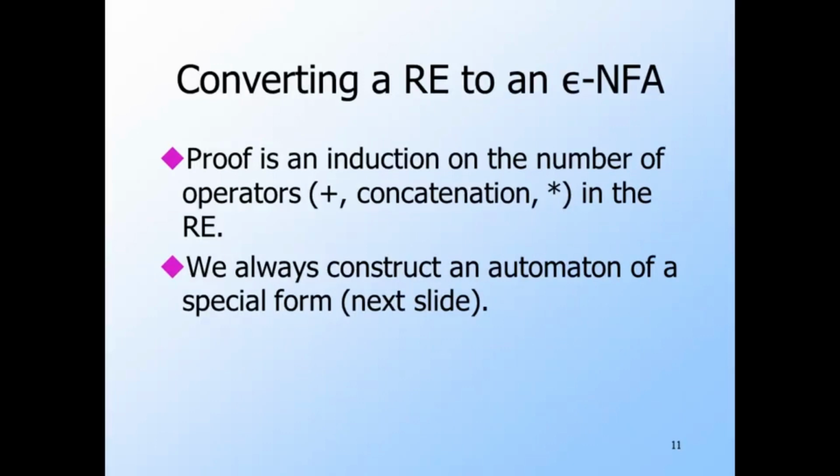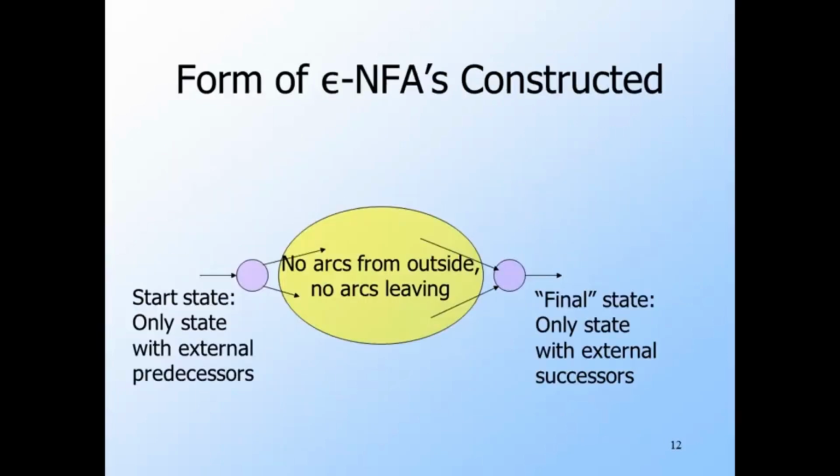The proof is an induction on the number of operators, the operators of course being the plus, concatenation, and the star that appear in the regular expression. And we're always going to construct an automaton that has a special form, which I'll show you on the next slide.